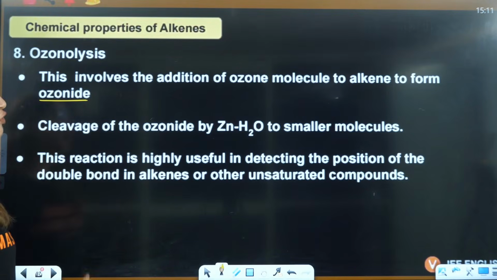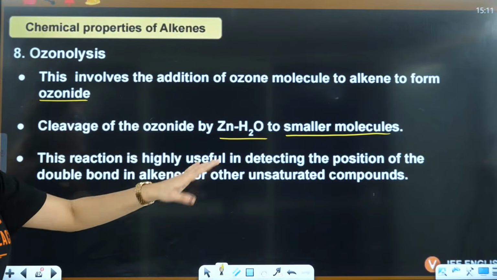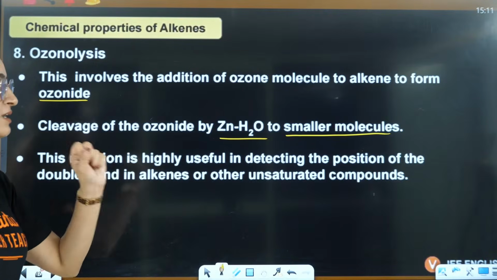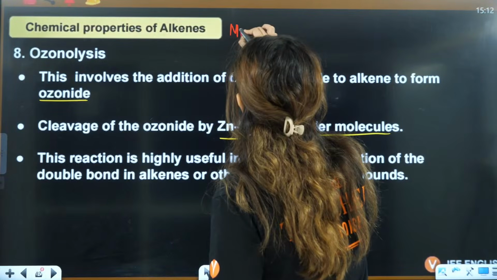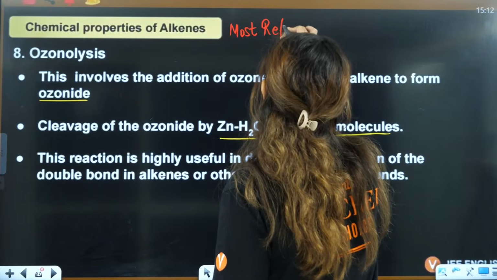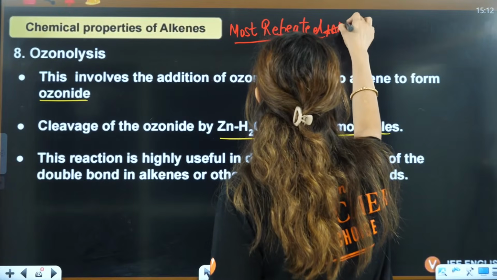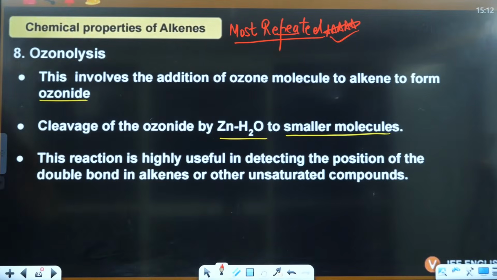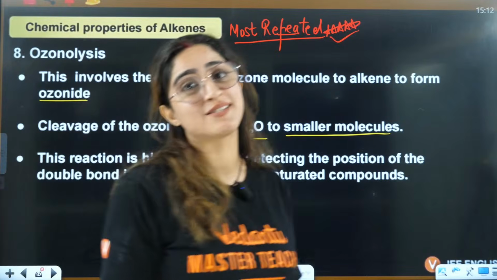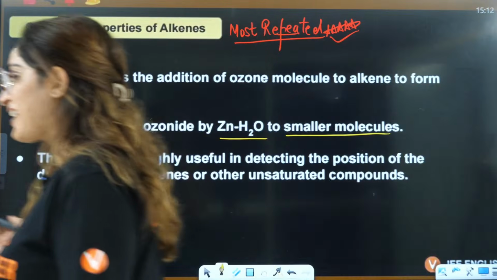Ozonide undergoes cleavage by Zn/H2SO4 to smaller molecules. This reaction is highly useful in detecting position of double bonds in alkenes and other unsaturated compounds, and it is one of the most repeated questions. You talk about JEE, you talk about mains, it is most repeated and most important, right? So mark this very important. How to remember all of this? You have to practice it again and again to remember all of this, okay?